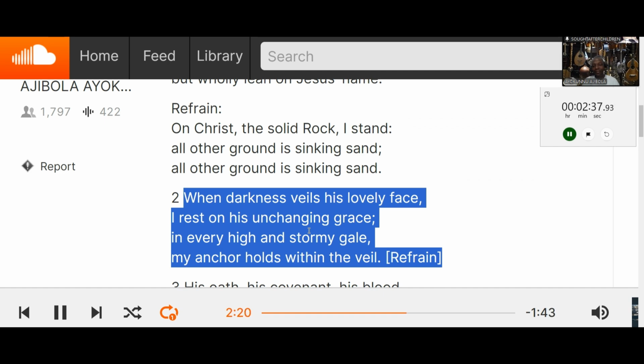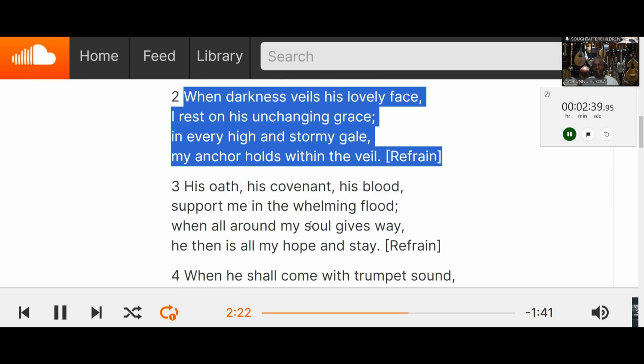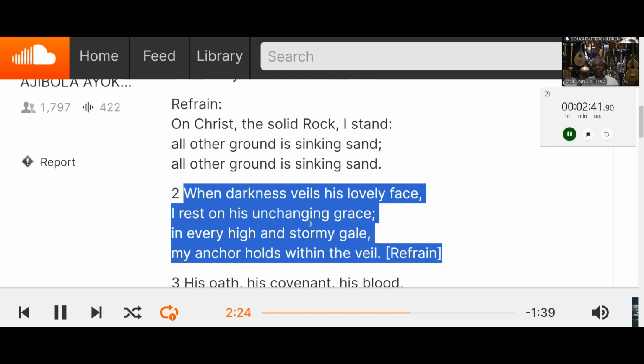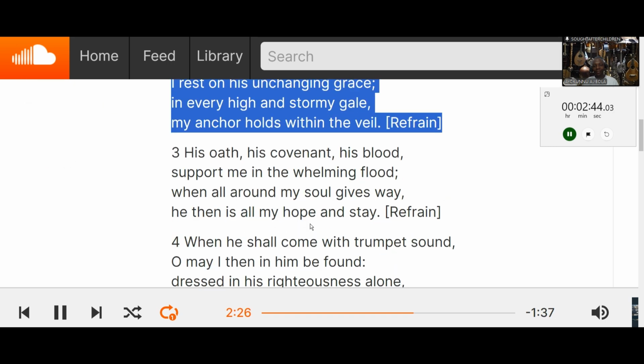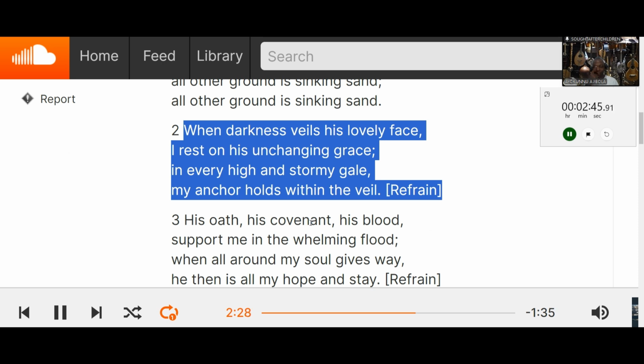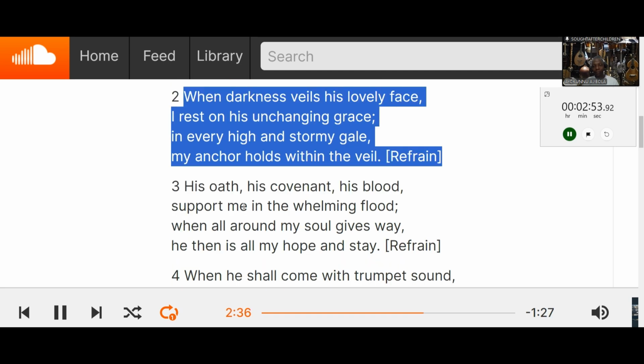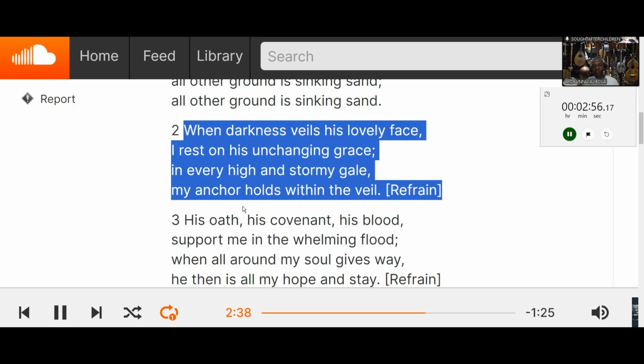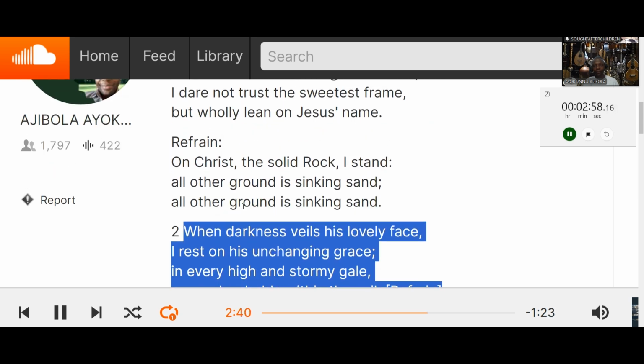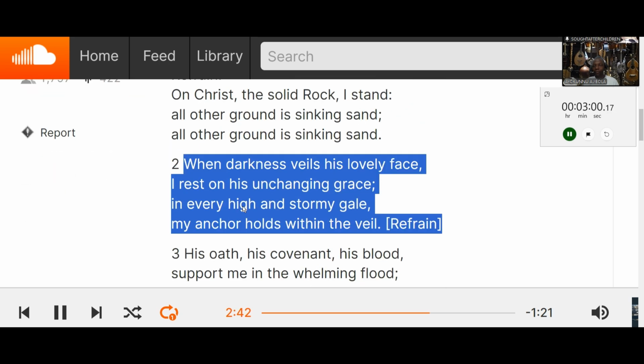On Christ the solid rock I stand, all other ground is sinking sand. You know you have 4 minutes for it, so just calm down, okay? Sinking sand. On Christ I stand, all the ground is sinking sand.